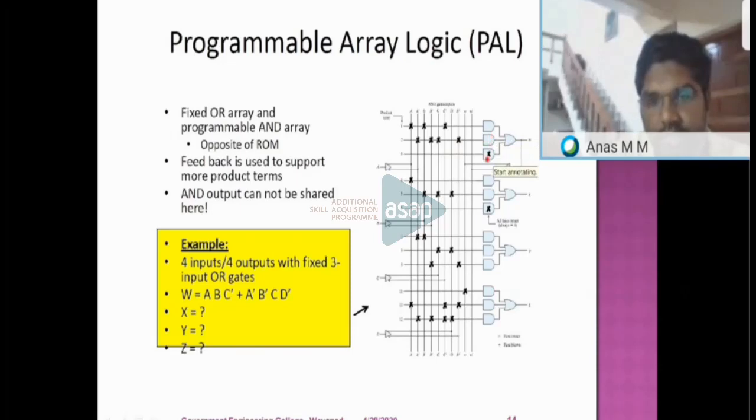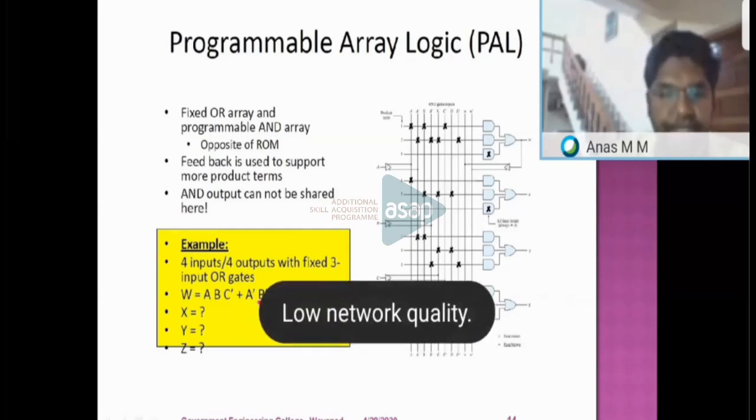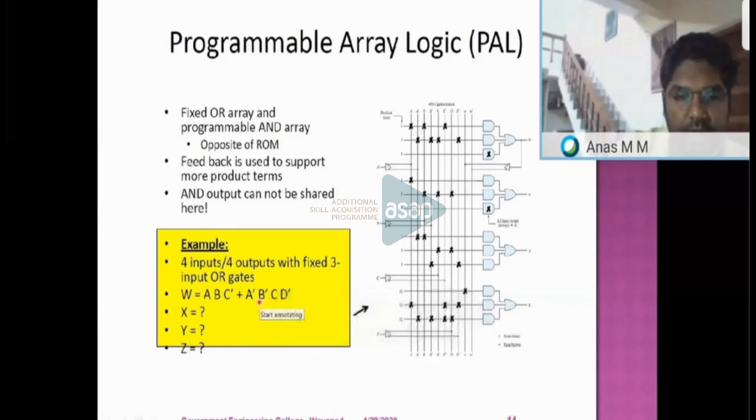Third AND gate, we have not connected any input, so we will not get any kind of output from the AND gate to the OR gate. So we are now getting min terms from the first two AND gates. So this is the function A B C bar plus A bar B bar C D bar. So this is a method of programming in programmable array logic. Like that, you can also find out the outputs X, Y, and Z. Very simple.